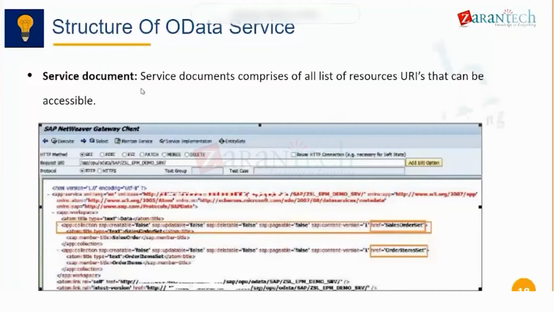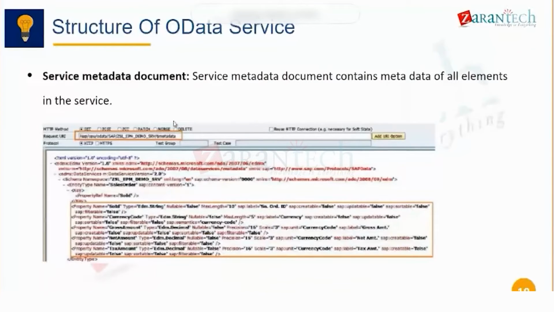And the service document basically comprises a list of all resources, URLs that can be accessed. This is how the service URL looks like basically. Metadata is nothing but metadata, you can say. And the metadata is again a document that contains the metadata elements of all this. It actually gives the description of all the fields with their data types and all that.